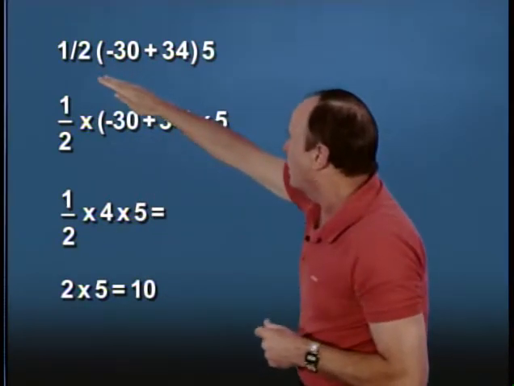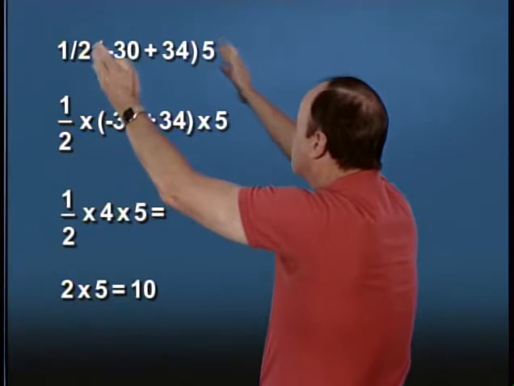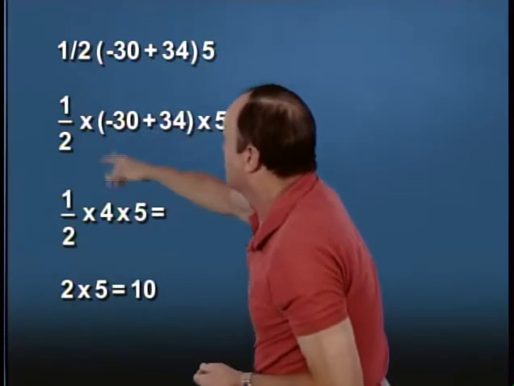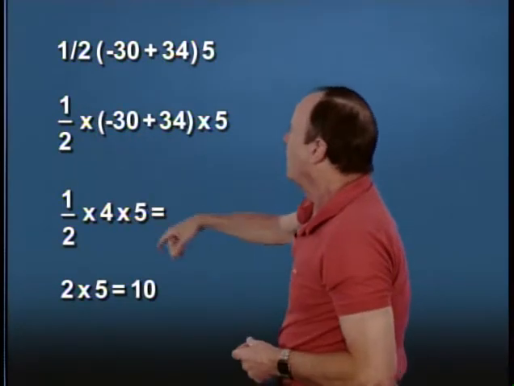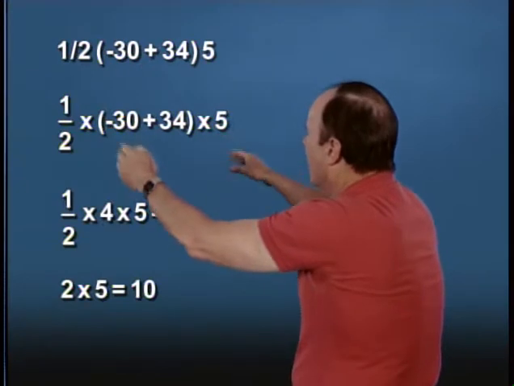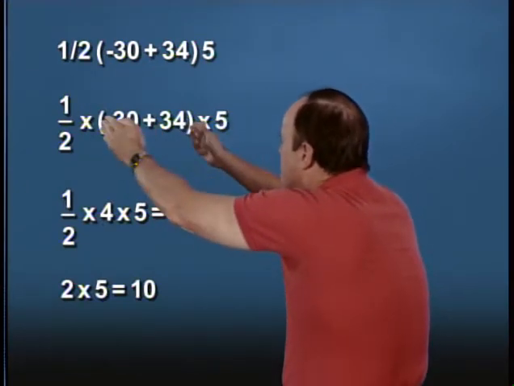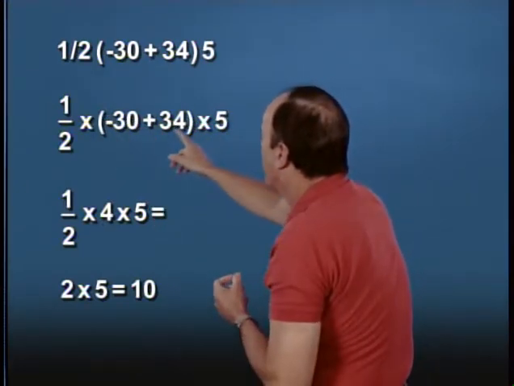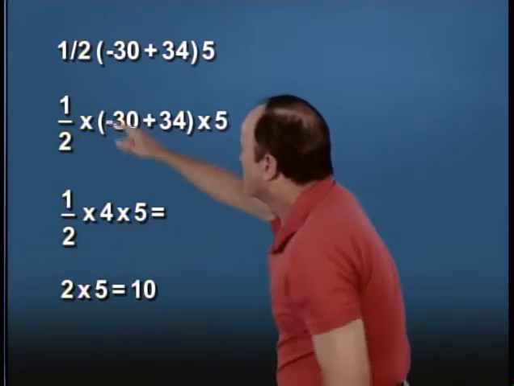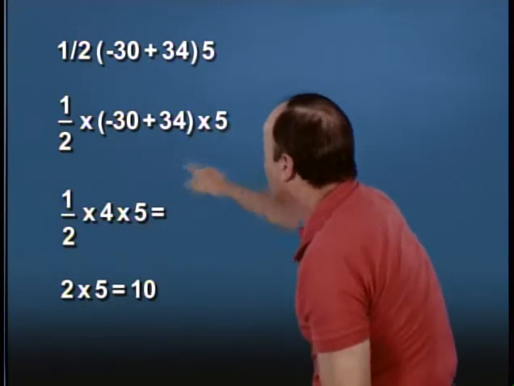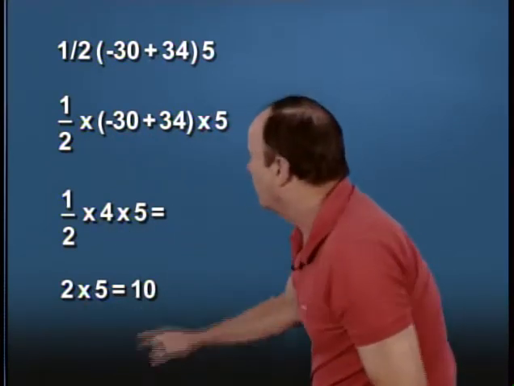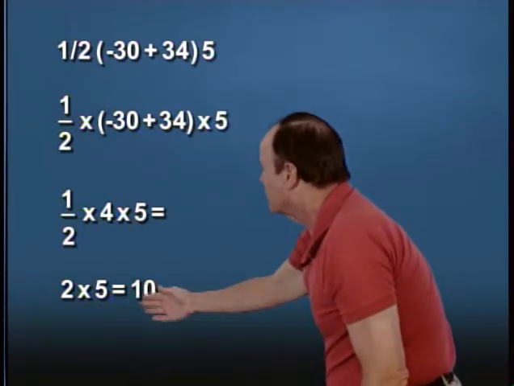So, first of all, it says 1/2 times the quantity minus 30 plus 34, and then you take that and multiply it times 5. So we can express the 1/2 as a fraction, 1 divided by 2, and that's times the quantity minus 30 plus 34 times 5. And now we can simplify this expression here. Minus 30 plus 34 comes out, you can do that in your head, it's 34 minus 30 comes out to 4. So it's 1/2 now times 4, and then times 5. So 1/2 of 4 is 2, so now we're down to 2 times 5, and the correct answer is 10.